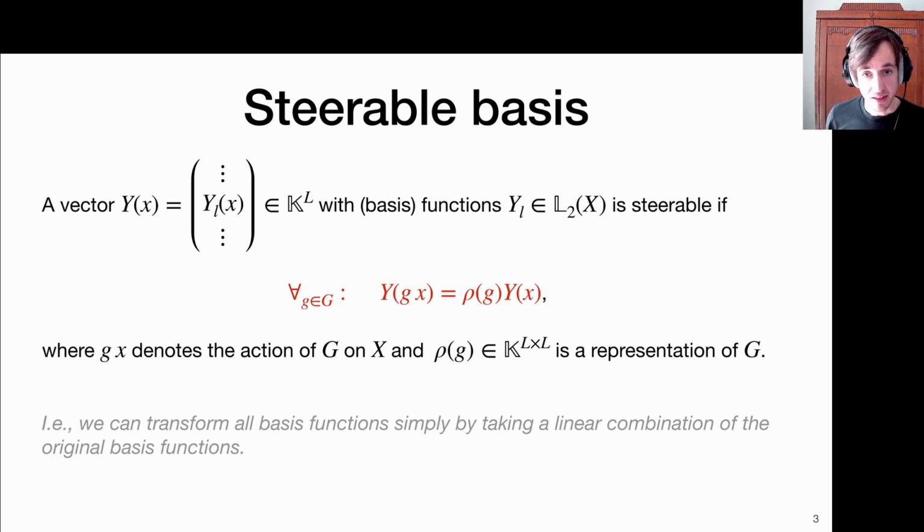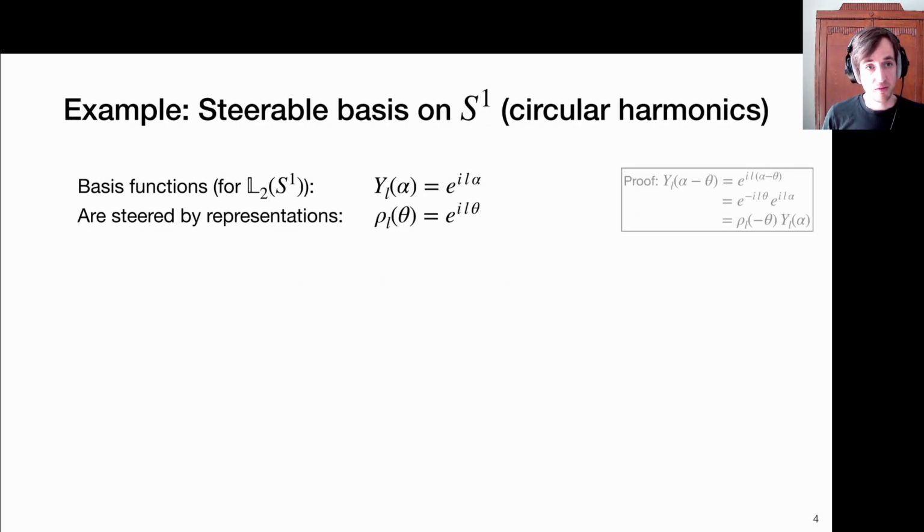The idea here is that we are again talking about group theory, because this needs to hold for all elements in the group. This is what you can see as the group G acting on the domain X of these functions, and this rho of g now acts on L-dimensional vectors. Since this holds for all group elements, rho of g is really a representation of the group G. Okay, so let's have a look at a certain class of basis functions called circular harmonics.